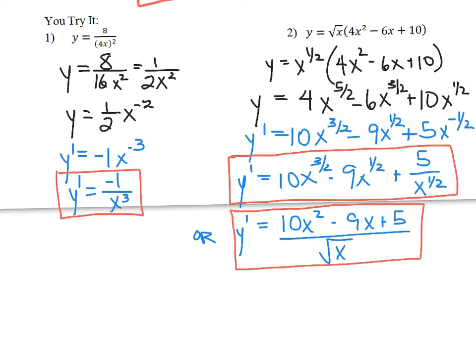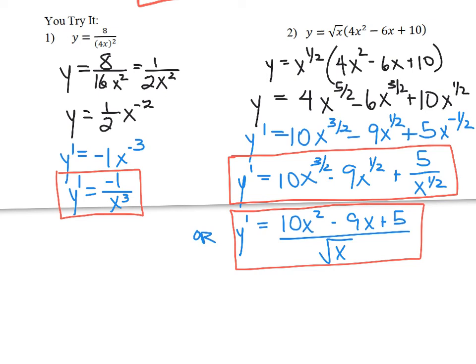Welcome back. Compare your 2 answers with mine. In U try-it number 1, I rewrote the denominator first as 16x squared. That allowed me to cancel the 8 with the 16 and get 1/2 x to the minus 2. In that form, I could then take the derivative using the power rule. So multiplying negative 2 times 1/2 gives me a negative 1 x to the minus 3. But rewrite your answer so that it doesn't have a negative exponent. So my derivative should be negative 1 over x to the third.